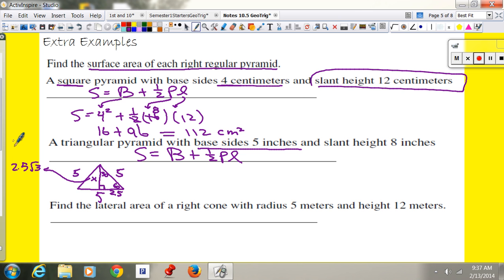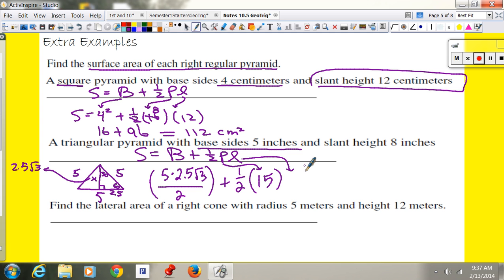So let's see if we can plug it in here. To get the area of this triangle, I need base of 5 times height, which is 2.5 radical 3, divided by 2. That's going to give me my big base, my big B. Plus 1/2 times, what's the perimeter of my base? If I add my 3 5s together, 15 is my perimeter of the base. That's my P. And then my slant height, they gave me the slant height is 8. So that'd be an 8 right there.